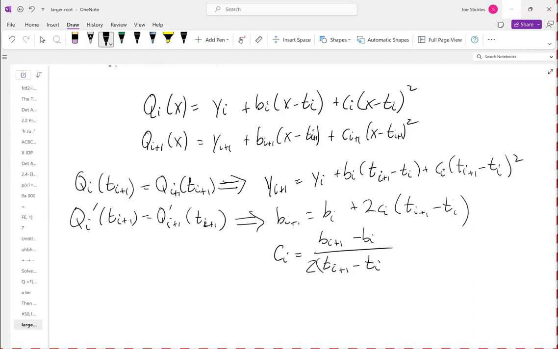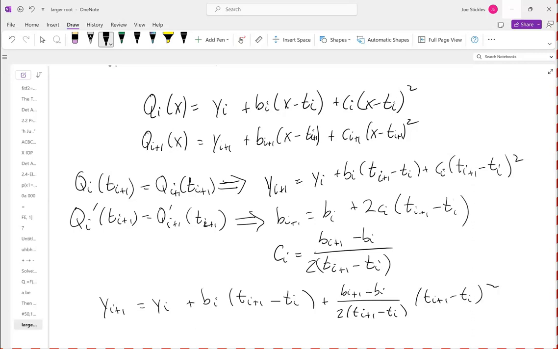Two times it, sorry, on the denominator. Forgot my 2. I just subtracted b sub i over and divided for this one. Now I'm going to take this and plug it into the first one. That was a lot of writing. All I did in that step was take out the c sub i and plug in the expression we just found.